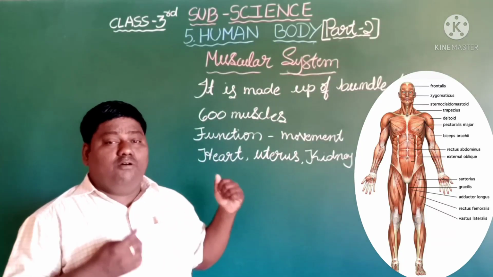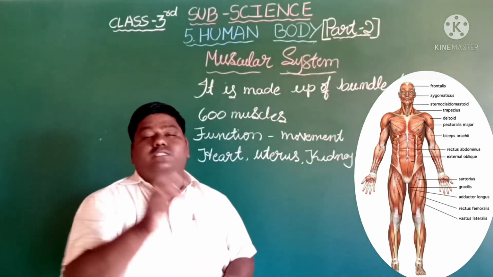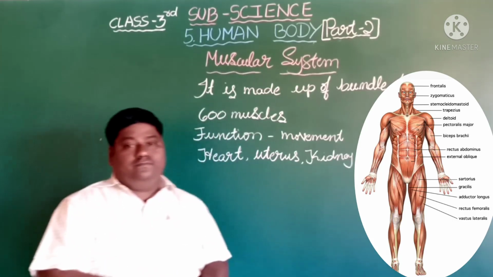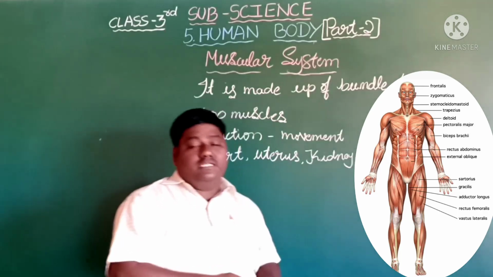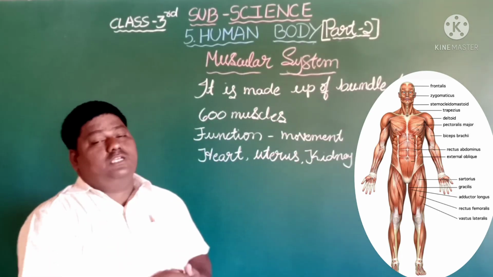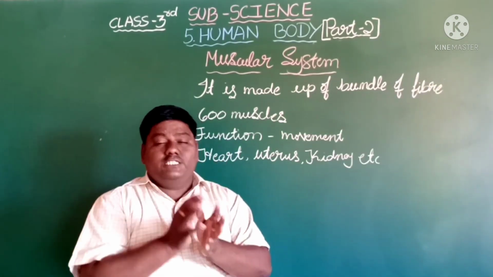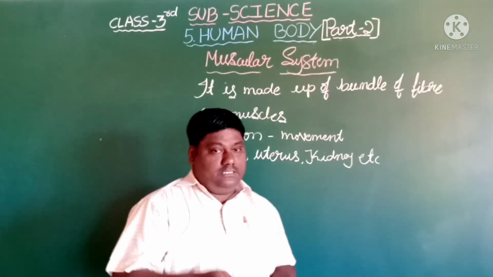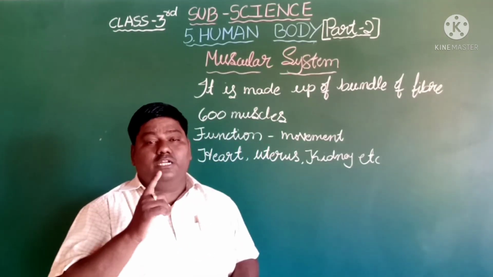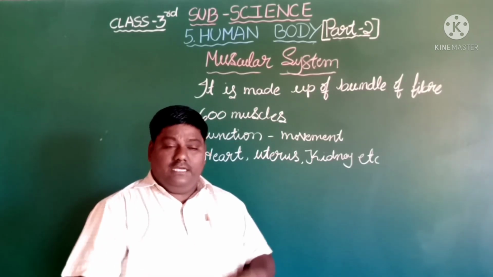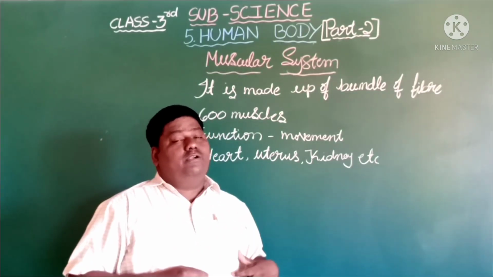All those are made up of which one? Muscle. In muscle there are three types: cardiac muscle, skeletal muscle, and smooth muscle. You are going to learn in detail about these muscles in higher classes. Okay, dear children, muscle is very important in our body. See, observe, muscles are present all over the body.